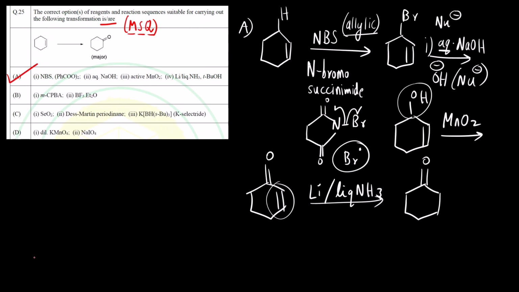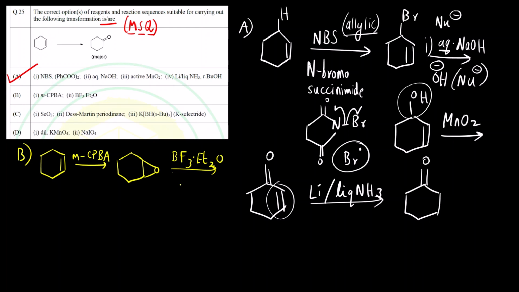Now let us see B. In option B, if you see, the first one is MCPBA. What is the role of MCPBA? Metachloroperbenzoic acid. If it is an alkene, it is used for converting it into an epoxide, or epoxidation. Then they have added a Lewis acid, BF3 etherate. Why is it a Lewis acid? Because boron is attached to 3 electron withdrawing groups, and it also has a vacant p orbital. So it will coordinate with this oxygen.